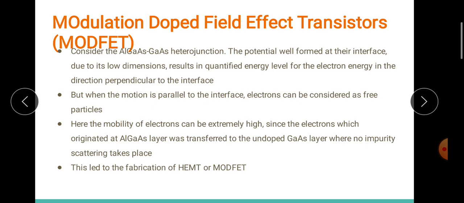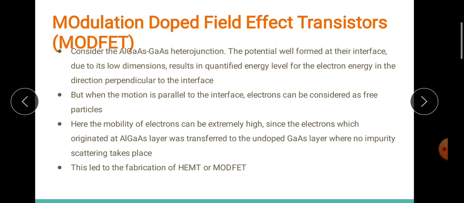Why is that so? See, the electrons originally originated from the aluminum gallium arsenide layer, right? And then they were transferred to the undoped gallium arsenide layer. In fact, since the gallium arsenide layer was undoped, there is no impurity scattering taking place in the gallium arsenide region, right? And because of this very solid reason, the electrons could manage to get extremely high mobility in the gallium arsenide region. Hence the name high electron mobility transistors. And since it was based on the modulation doping of heterostructures, they also got the name modulation doped field effect transistors.